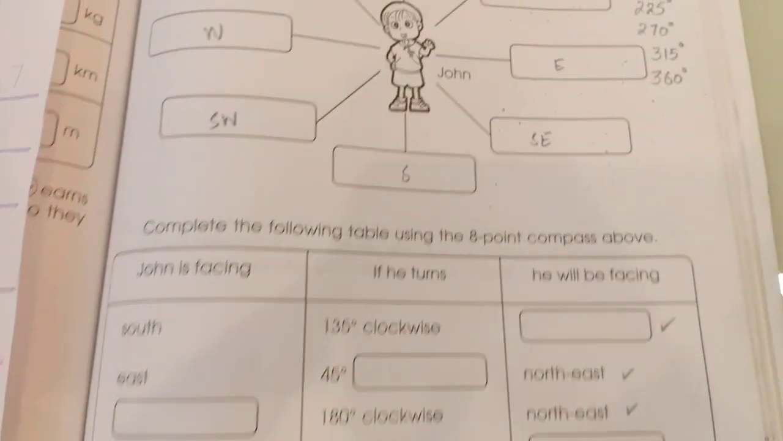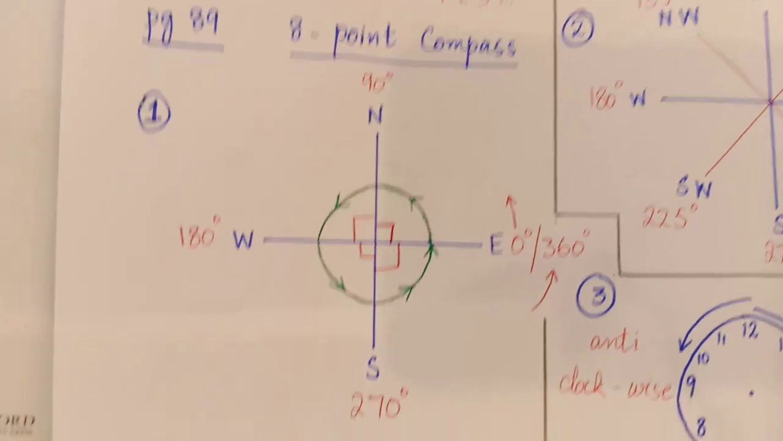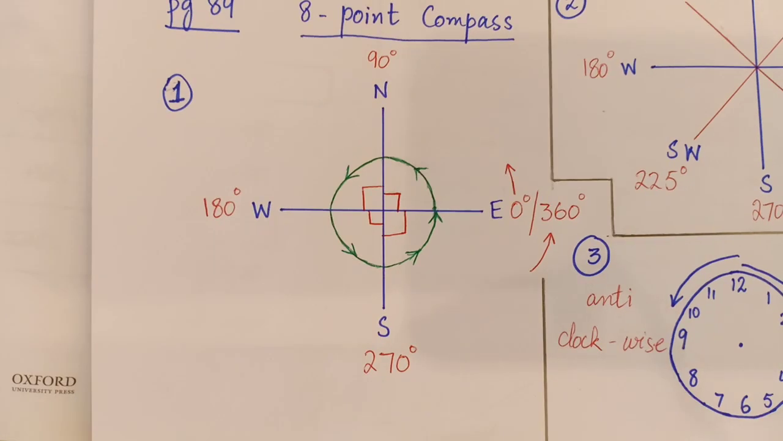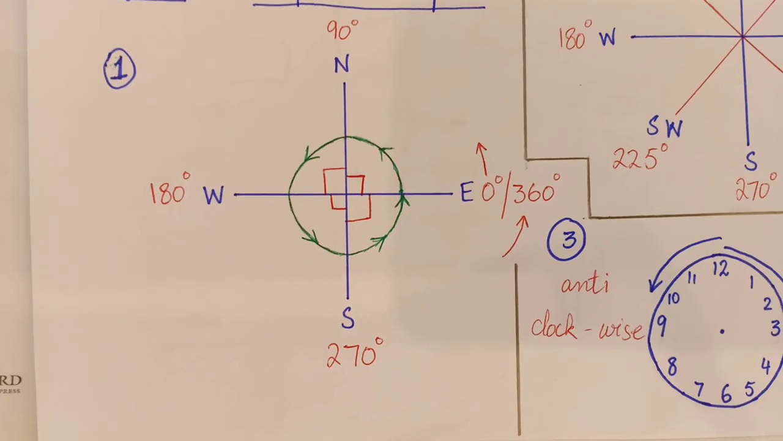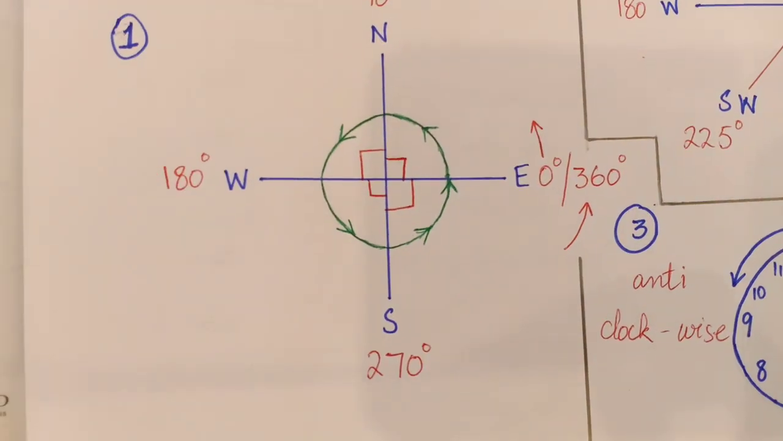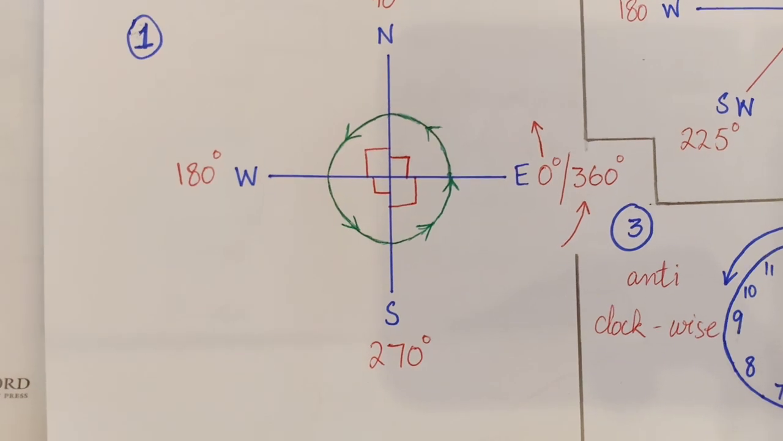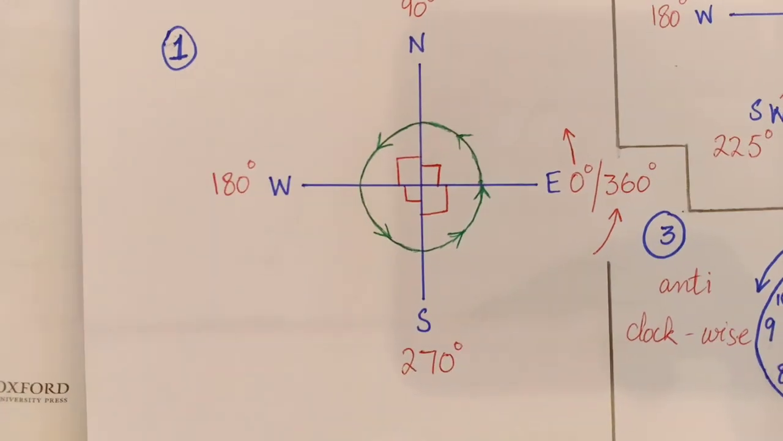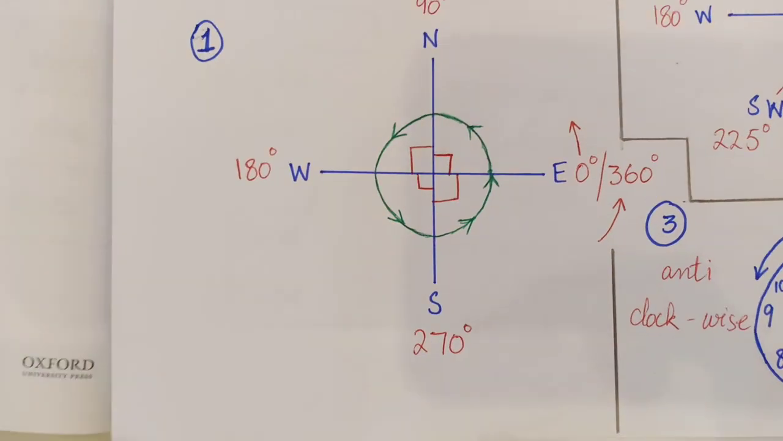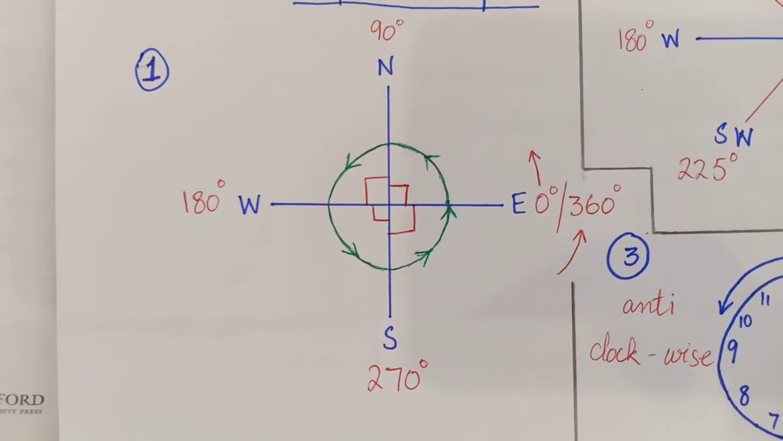Coming to the next page, that is page number 89. The topic here is the 8-point compass. A compass is a device that tells us about direction. The 4 main directions are east, west, north, south. The direction opposite to east is west and the direction opposite to north is south. East and west are on the horizontal plane, and north and south are on the vertical plane. You have to remember these.